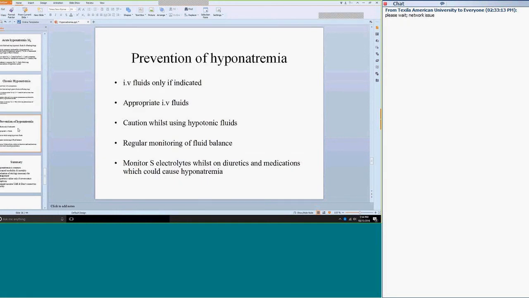So prevention of hyponatremia should be what we aim for. Give IV fluids only if indicated, and use appropriate IV fluids. If you use hypotonic fluids such as 5% dextrose, use them with caution and always mix with some normal saline. Then monitor fluid balance, as diuretics or medications such as SSRIs can cause hyponatremia. You have to monitor serum electrolytes on a regular basis.